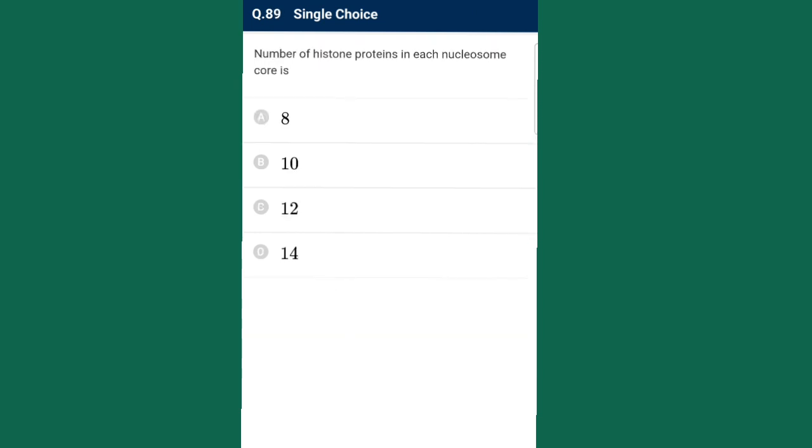Question number 89. Number of histone proteins in each nucleosome core is... A typical length of DNA is much more compared to the cell. In eukaryotes, the DNA is packed in a very precise and condensed manner to form the chromosome. This packaging needs the involvement of various types of proteins. Histones are positively charged proteins that stabilize the DNA coil. So the answer for this question is option A. 8 histone proteins in each nucleosome.